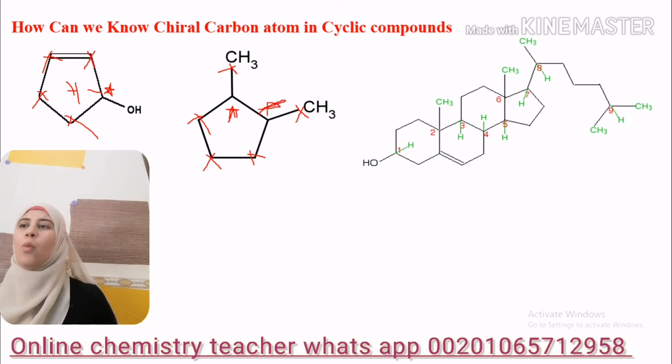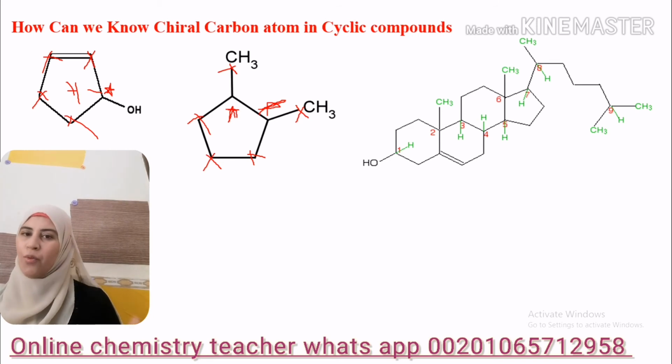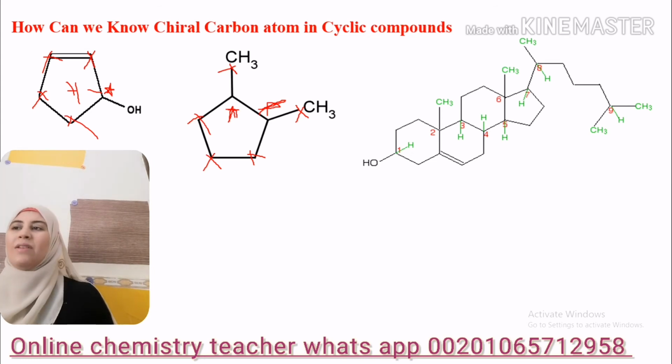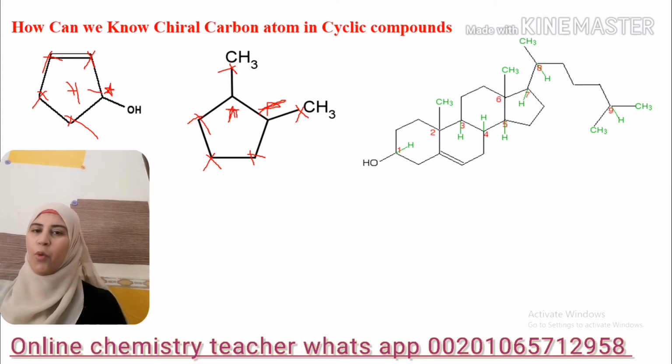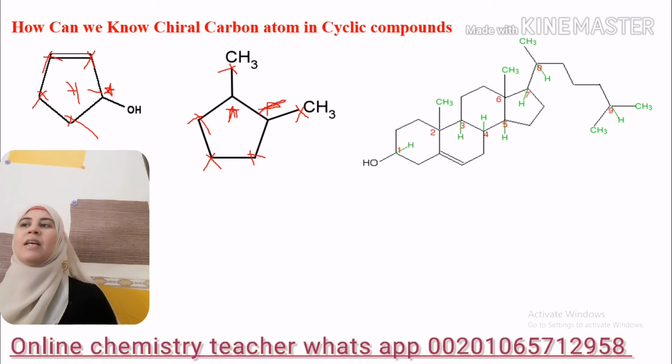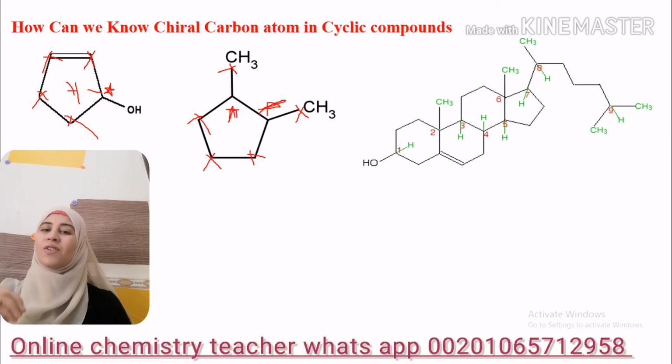The other one, 1, 2, 3, 4, optically active. The other one, 1, 2, 3, 4, optically active. This one, optically inactive. Why? Because we have 2 bonds on it. We will transfer to 5. 5, of course, is optically active. 6, optically active. 7 is the same. So just follow our rules to know which carbon atom is a chiral carbon atom.